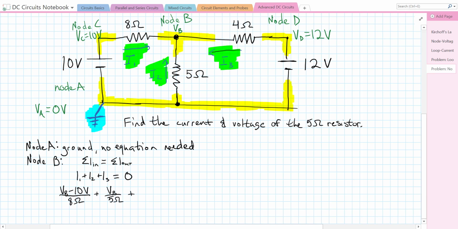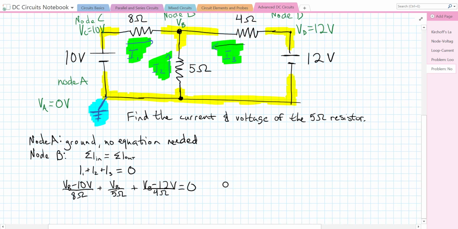And then we do the same thing for I3. I3 goes across this 4 ohm resistor. Our voltage difference is going to be VB minus 12 volts, because that's the potential difference, 12 volts to VB, divided by 4 ohms. And that whole thing is equal to 0.